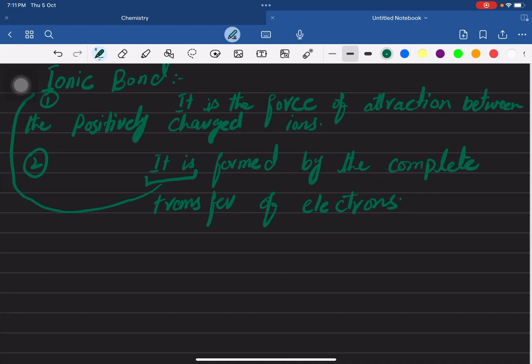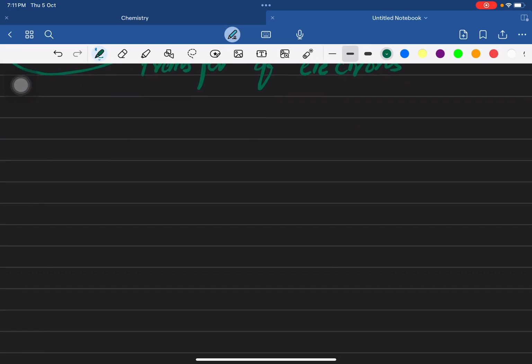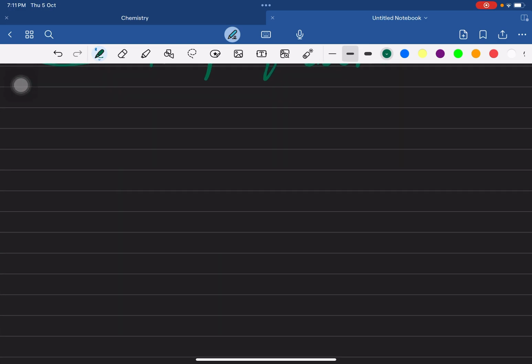Now our main thing is how to draw the dot and cross diagram for the ionic bond. First of all, if the examiner asks you to draw the dot and cross diagram or make the ionic bond of sodium chloride, firstly you have to know how to make the chemical formula of sodium chloride. I have already made a video in which I discussed in detail the easiest way to make a chemical formula.